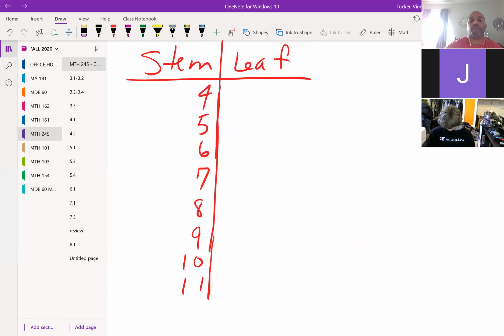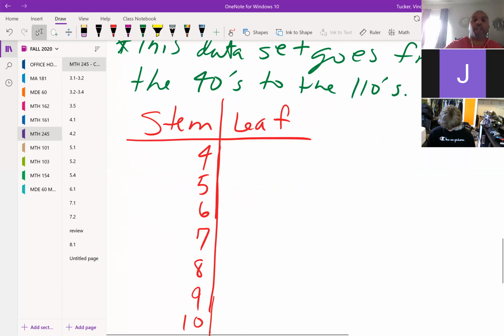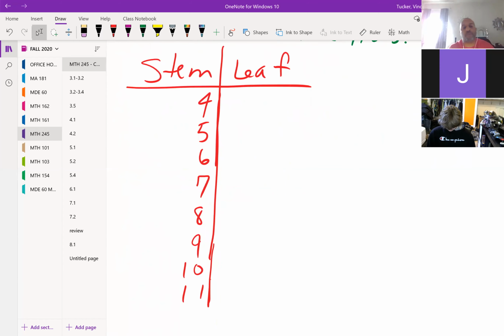this is how you would set up your stem leaf plot. Remember I mentioned that we're going from the 40s to the 110s. So you set it up this way, going from 4 and going to 11. Because remember your leaf is that last digit. So everything before that is your stem. So we're going from the 40s to the 110s.